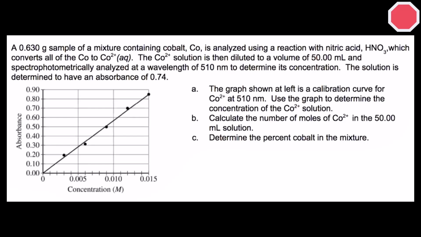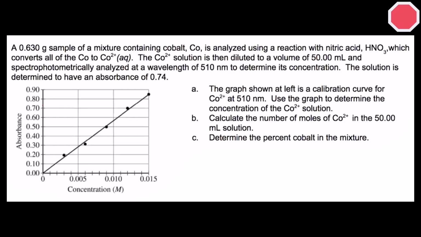A 0.630 gram sample of a mixture containing cobalt is analyzed using a reaction with nitric acid, which converts all of the cobalt to cobalt 2+. The cobalt 2+ solution is then diluted to a volume of 50 milliliters and spectrophotometrically analyzed at a wavelength of 510 nanometers to determine its concentration. The solution is determined to have an absorbance of 0.74. So I'm going to mark that on my graph right away. 0.74, it's going to be right there somewhere. That's the point we are going to look at.